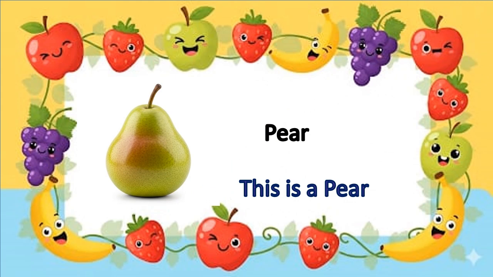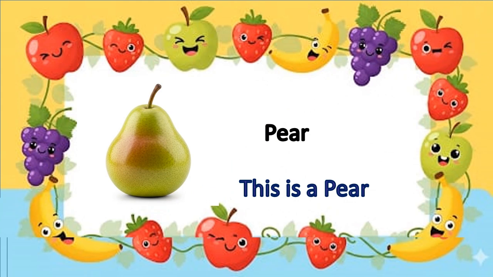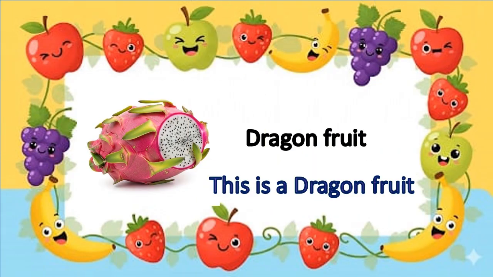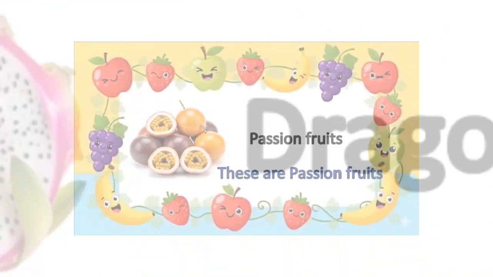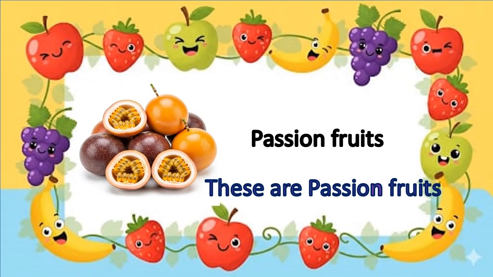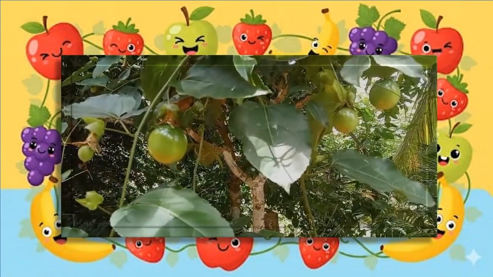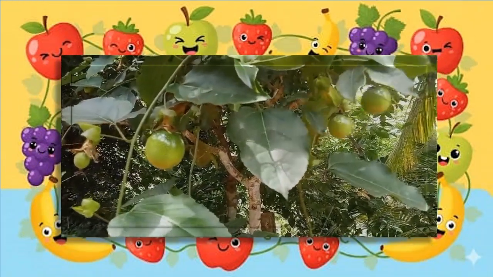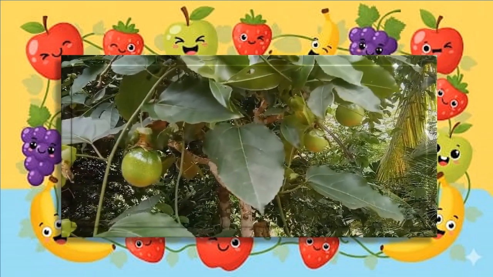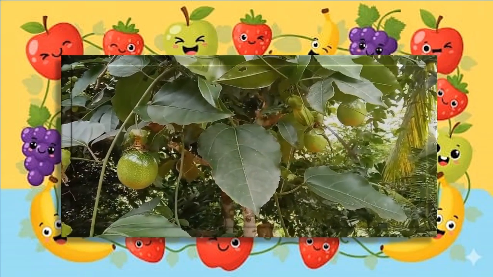Pear. This is a pear. Dragon fruit. This is a dragon fruit. Passion fruits. These are passion fruits. You can see the passion fruit. We can make juice from passion fruits.